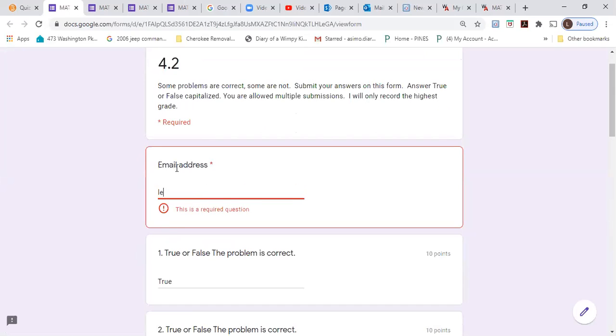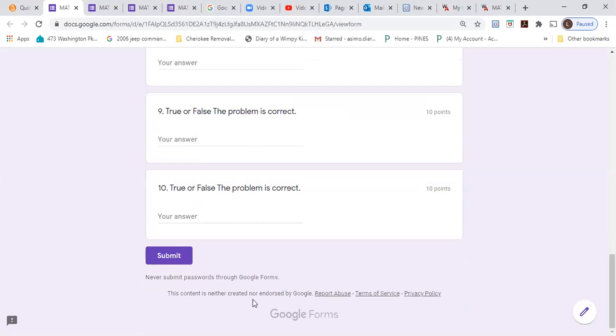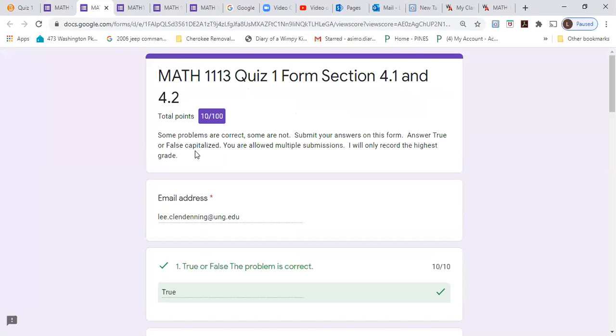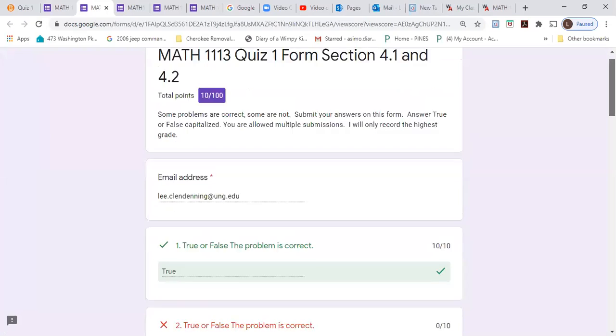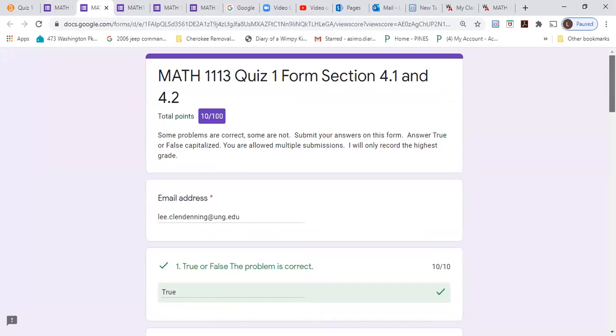Oops, it wants my email. Submit at the bottom. View score. And dadgum, I got number 1 right, but I got number 2 wrong. Doggone. Okay, so right now I have a 10, but at this stage of the semester, you can resubmit, and we will only record the highest grade.